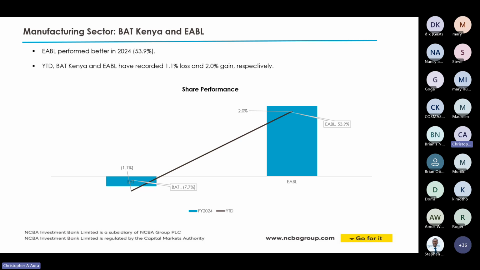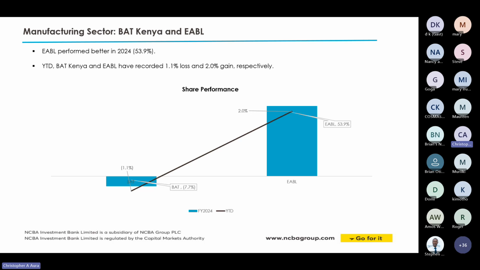So in terms of this, also we just look into share performance for year to date and also full year. And so far, ABL is one of the top performers compared to BAT in 2024, with ABL gaining by around 53%, while BAT only gained by around 7.7%. And also year to date, the trend continues with ABL gaining, though at a lower rate of 2%, while BAT recorded a loss of 1.1%.